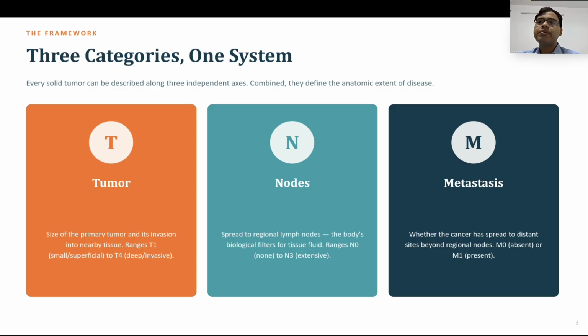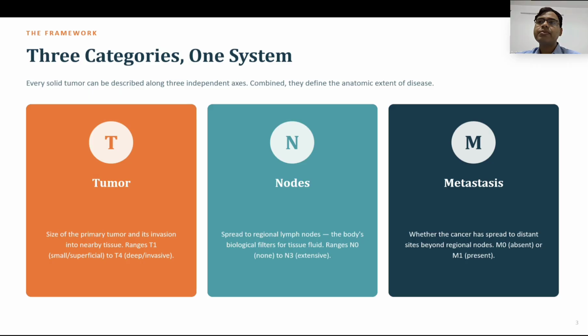So, T1, as you understand, is very localized, very small, and easily treatable with a single modality of treatment. Usually, these tumors have a very good chance of success and complete cure. But as you move down the line, T2, T3, and T4, the size increases. Usually, local structures such as the bones, the nerves, adjacent structures such as the esophagus, the chest wall, maybe the adjacent muscles are getting involved.